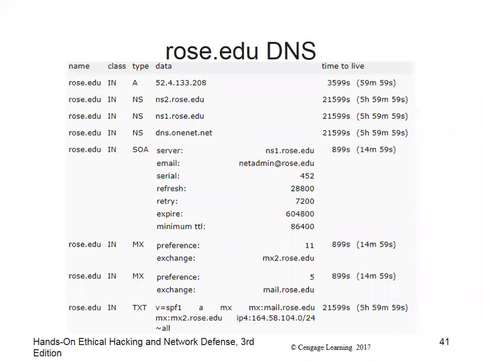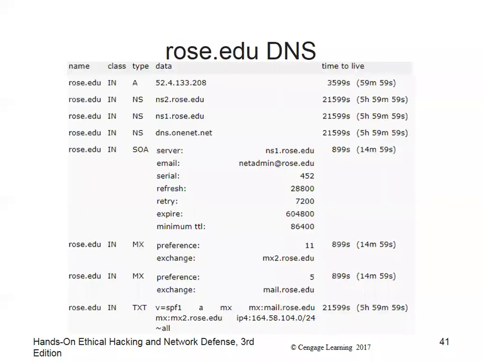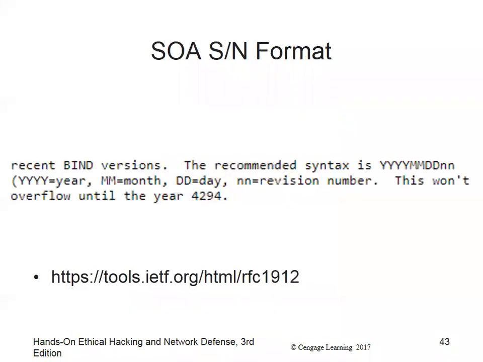Okay. There's Rose's. Look at Rose's DNS serial number: 452. What does that even mean? They've changed it 452 times. When's the last time they did it? I don't know. Okay, here's an example of one. That is just an interface to point to that record. All right, here's the serial number.